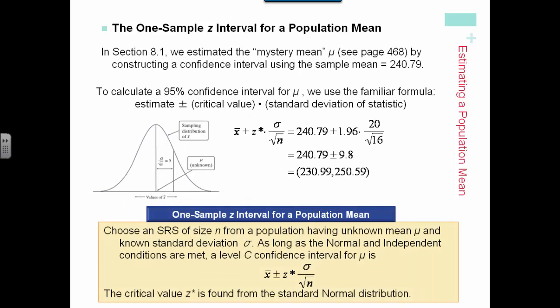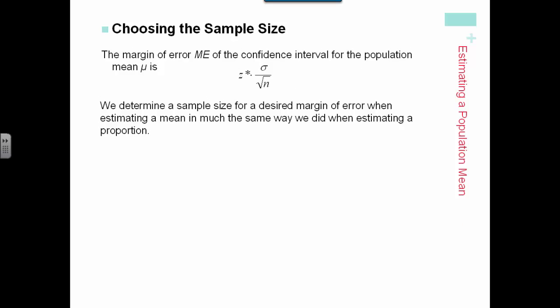One-sample z interval for a population mean: we choose a simple random sample of size n from a population having unknown mean mu and known standard deviation sigma. As long as the normal and independent conditions are met, a level C confidence interval for mu is x bar plus or minus z star times sigma over square root of n. The critical value z star is found from a standard normal distribution. The margin of error of the confidence interval for the population mean mu is z star times sigma over square root of n.